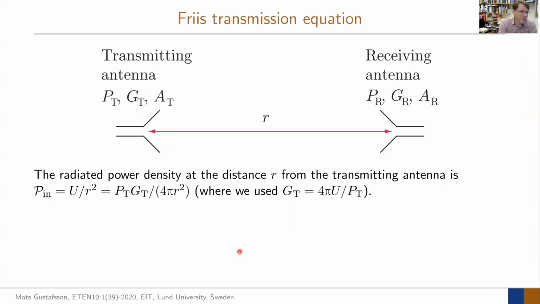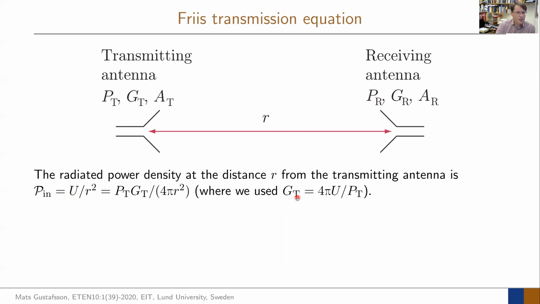And the last thing for today is then Friis transmission equation. I will come back to that on Thursday, but that connects here your basic communication system, where we can actually compute what is the received power from a transmitting antenna with some power, antenna gain, effective area of the transmitter, the same thing of the receiver. And what we can do here is that we can determine what is the incident power density at the receiver, the radiation intensity divided by R squared.